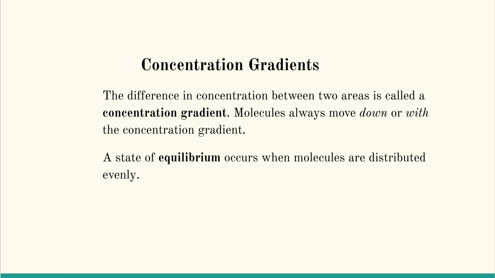What we call this is a concentration gradient. And the way that biologists and biochemists speak is they often say chemicals will move with the concentration gradient or down the concentration gradient. What that means is that chemicals, through their Brownian motion, move from areas of high concentration to areas of low concentration.